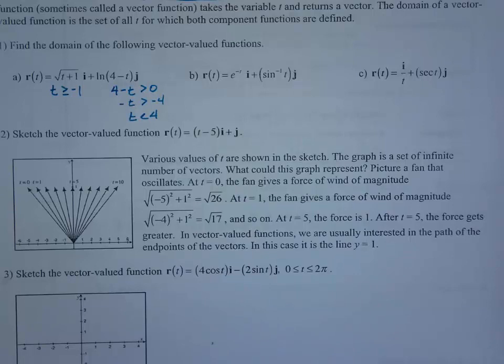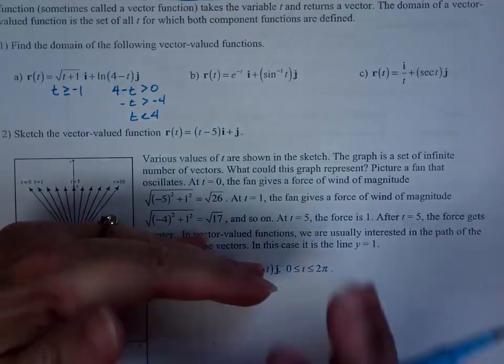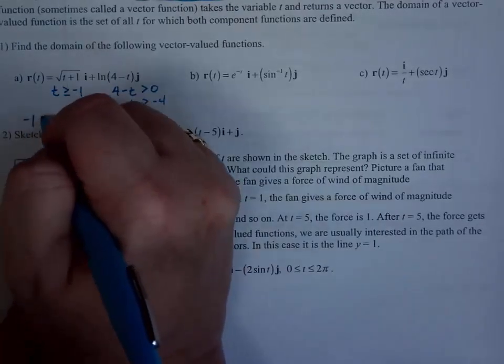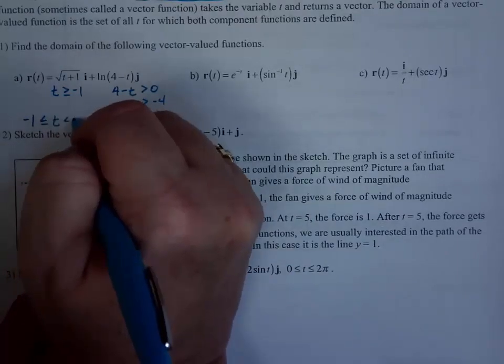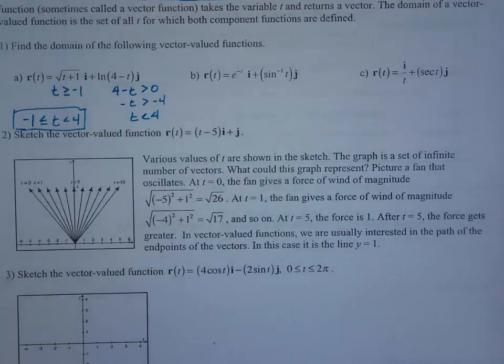So the true domain of the whole thing is where the two of these overlap. So if it has to be greater than or equal to -1, but less than 4, it's where they meet in the middle. So my true domain is -1 is less than or equal to t is less than 4. So anything between -1 and 4 will give me an answer.